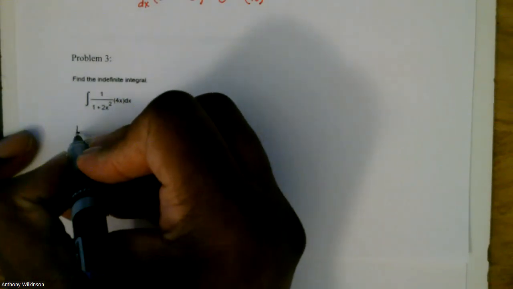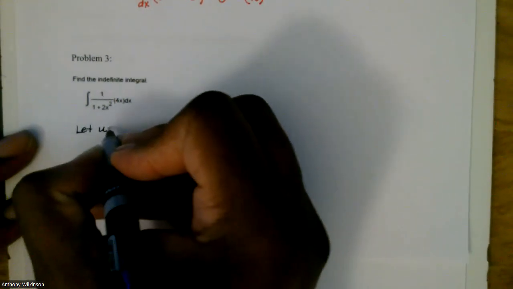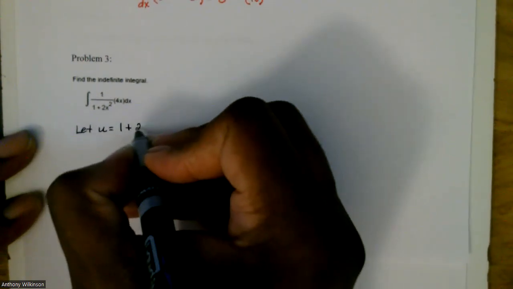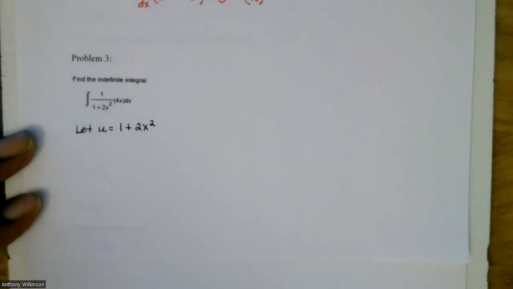So here's what we're going to do here. I'm going to take that denominator of 1 plus 2x squared and let u be equal to that. So I'm going to let u equal 1 plus 2x squared.